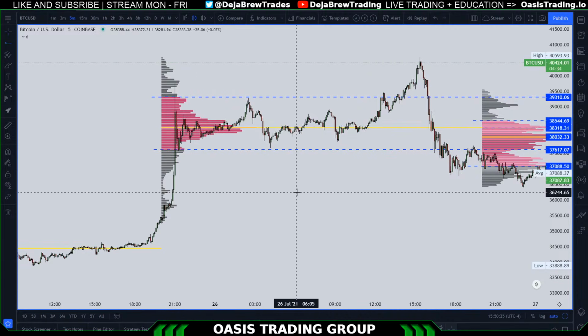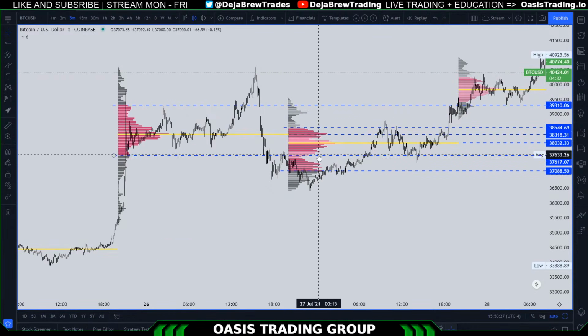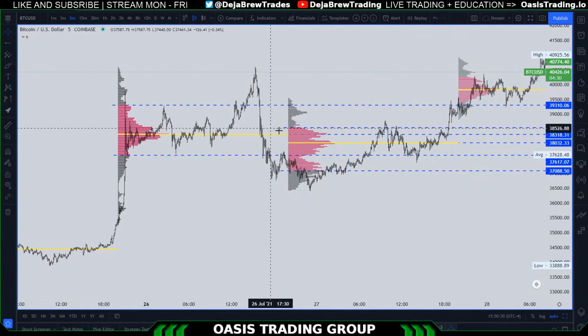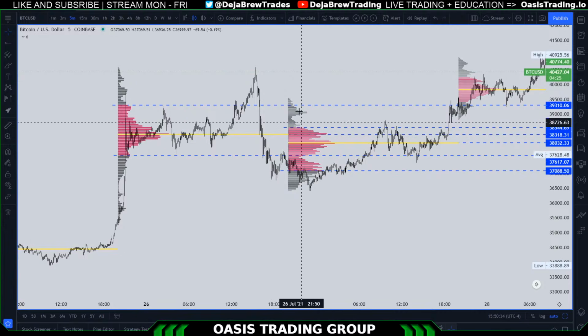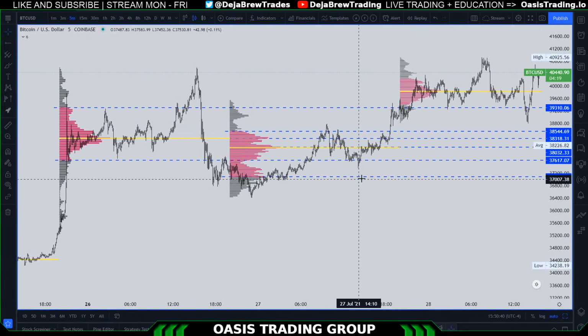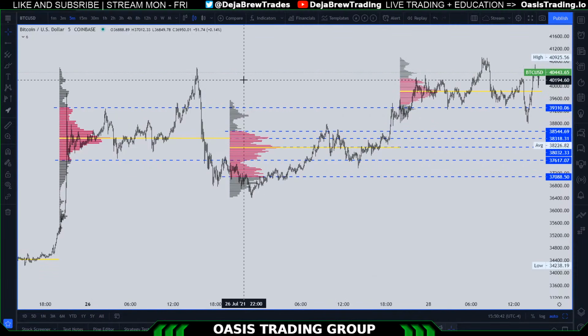Now, one thing that I typically do is, if these days are inside of each other, if these are overlapping days, I won't take all of the levels. If a lot of the levels overlap, I won't take all of them. These ones don't overlap too much, so I'd probably keep these.